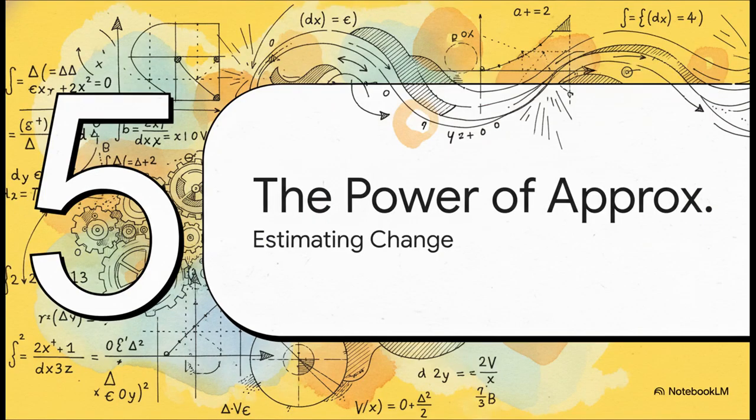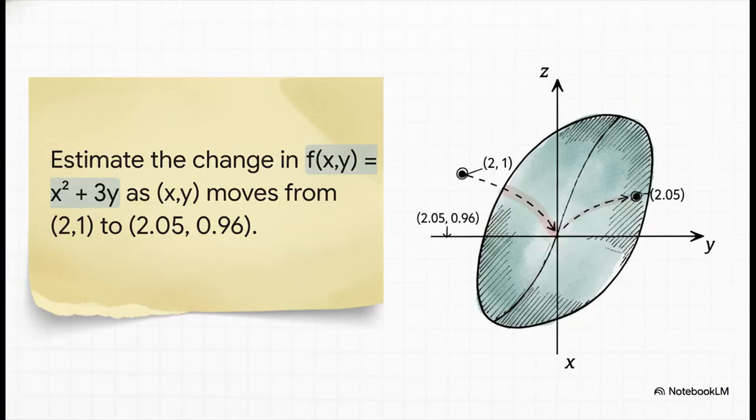So finding the formula is cool and all, but the real magic of the differential is actually using it to estimate stuff. So let's move on to our next example and see where this really starts to get powerful. Okay, here's the scenario. We are standing at the point (2, 1) on the surface given by z equals x squared plus 3y. We're about to take a tiny step to a new point, (2.05, 0.96). Now, our goal is to estimate how much our height changed without having to plug those messy new numbers into the original function. We're going to take a shortcut.